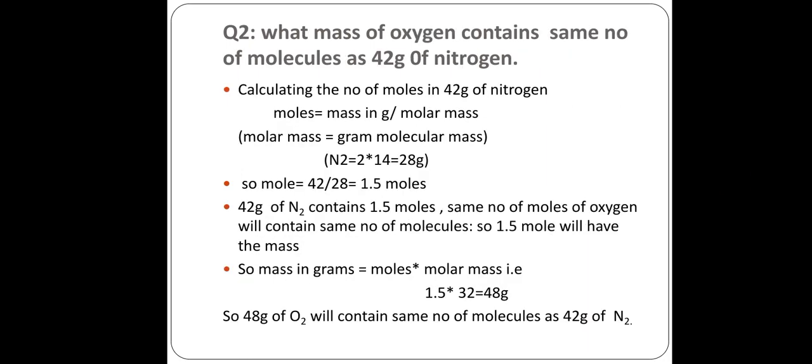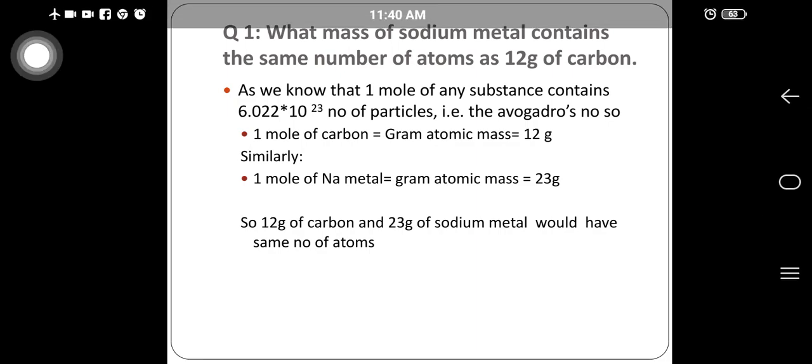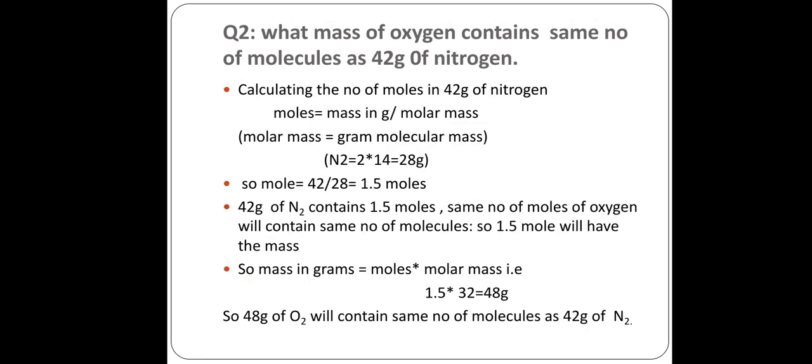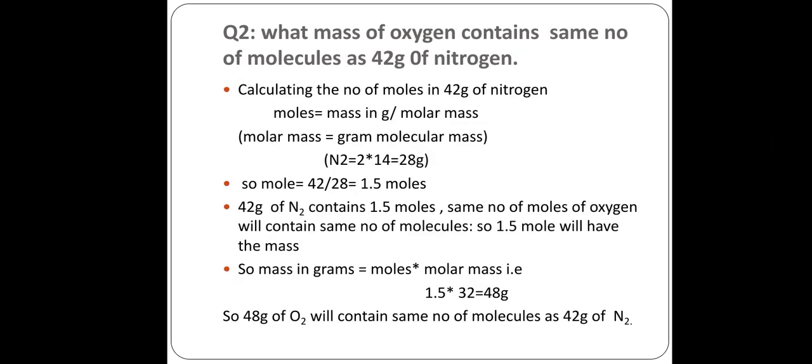Second question: what mass of oxygen contains the same number of molecules as 42 gram of nitrogen? What is happening here is that we have to calculate how many moles there are in 42 grams of nitrogen. For finding that, we have the formula: moles is equal to mass in grams divided by the molar mass. This is a very common formula, and I think you are very clear about what molar mass is.